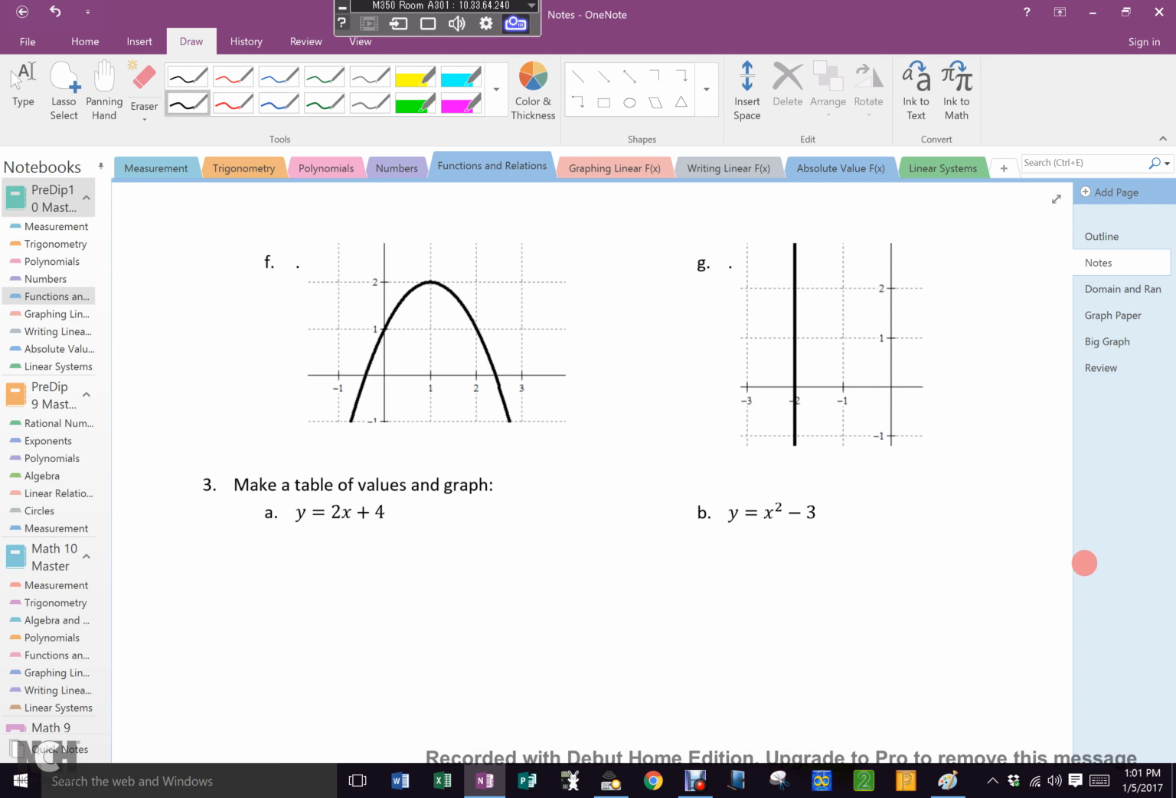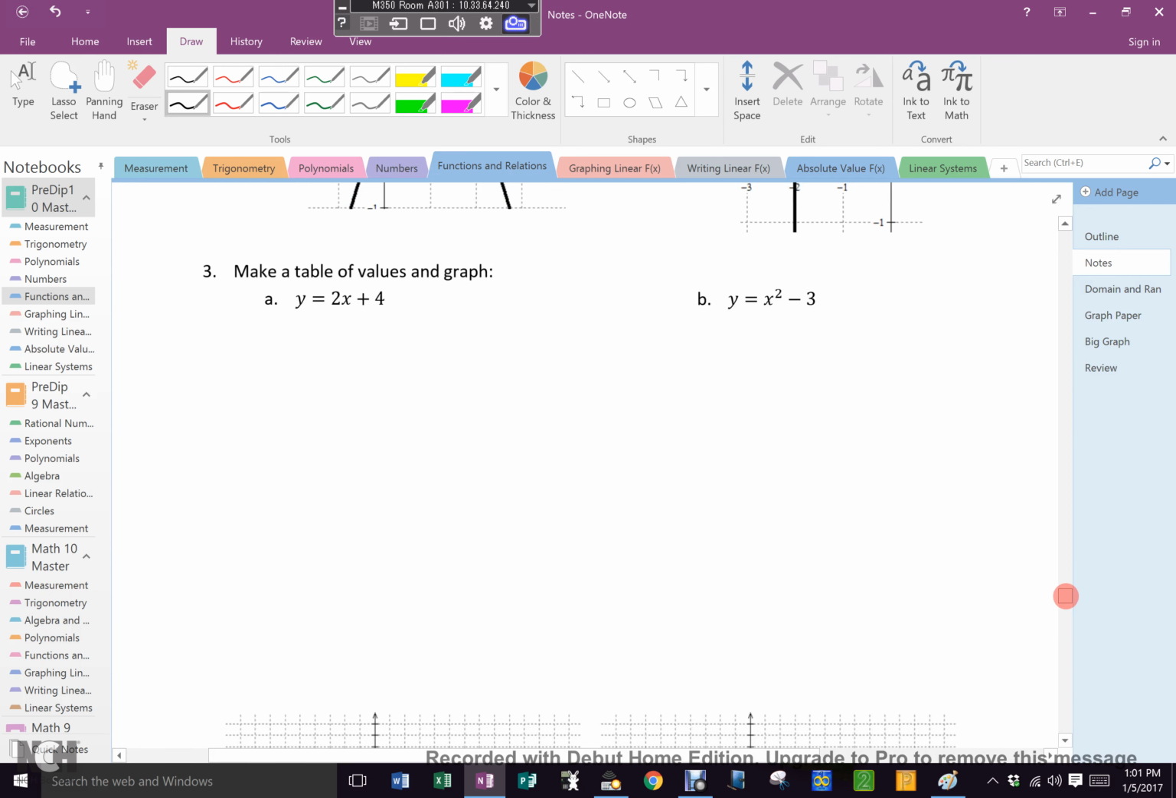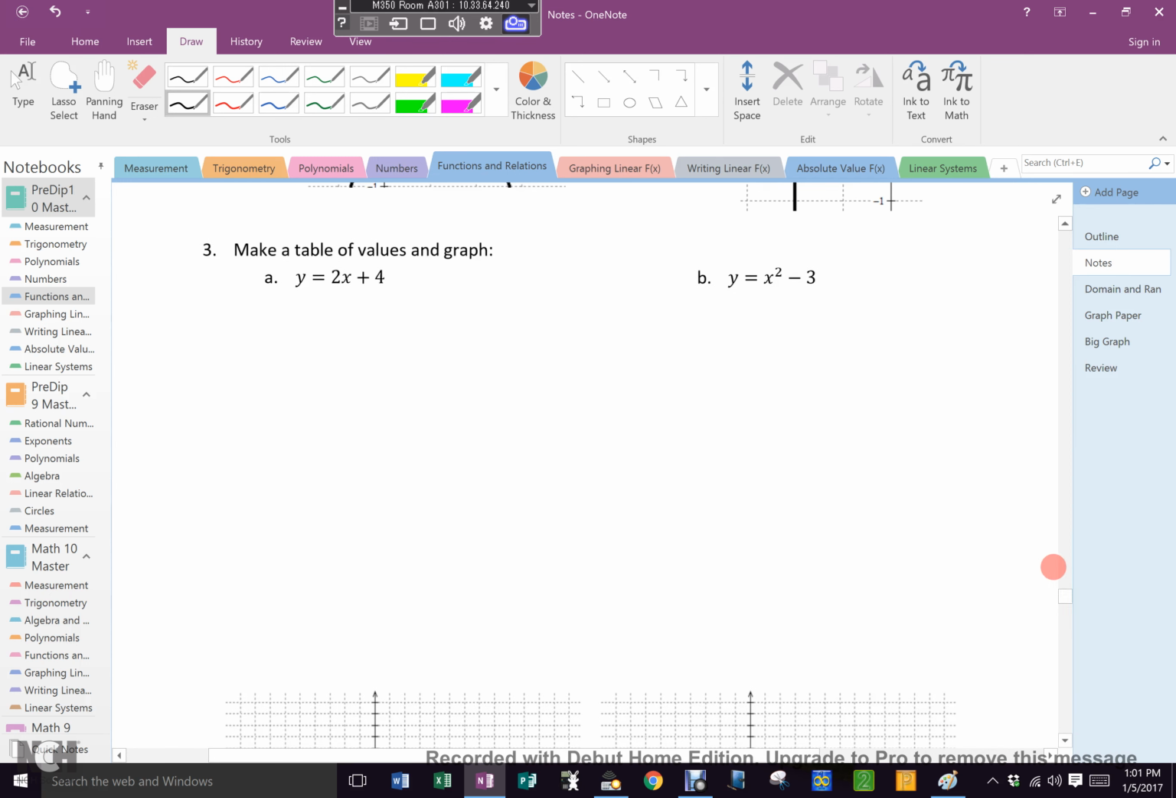And F. Linear or not? No, non-linear. And G, linear. Now I want to do one last thing and then I'm shutting up. You're going to work, and I'm going to give you back a couple of pieces of work that you have given to me. Make a table of values. Graph this.